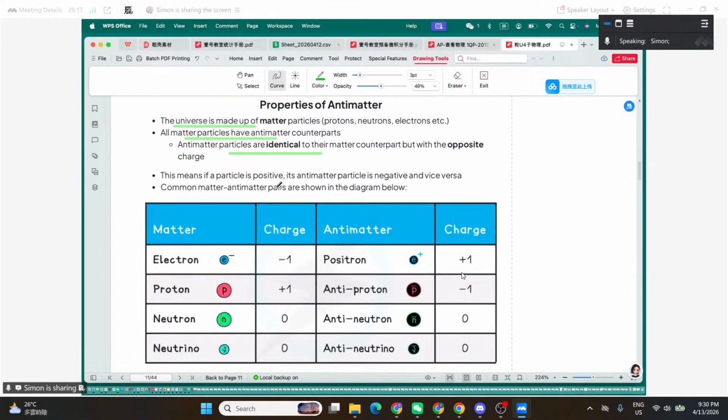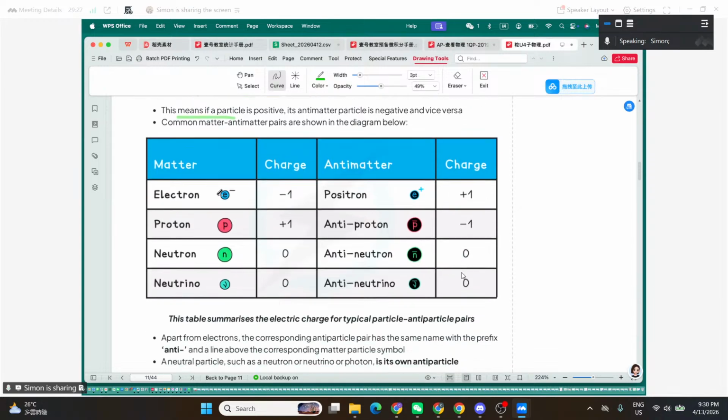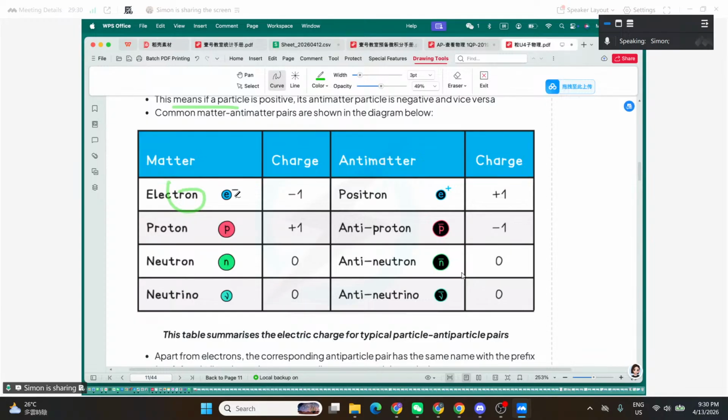This means if one particle is positive, the antimatter must be negative, with the same charge quantity. The first one, the matter electron, has charge negative one, and the name of the antimatter of the electron is the positron. So if we see the positron in the topic, we will know the positron is the antimatter of the electron, right? Understand now? It has the positive charge.